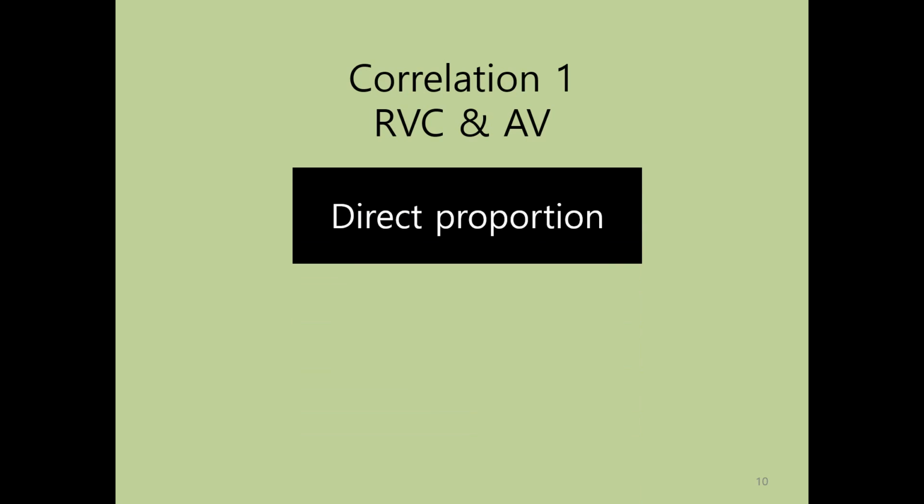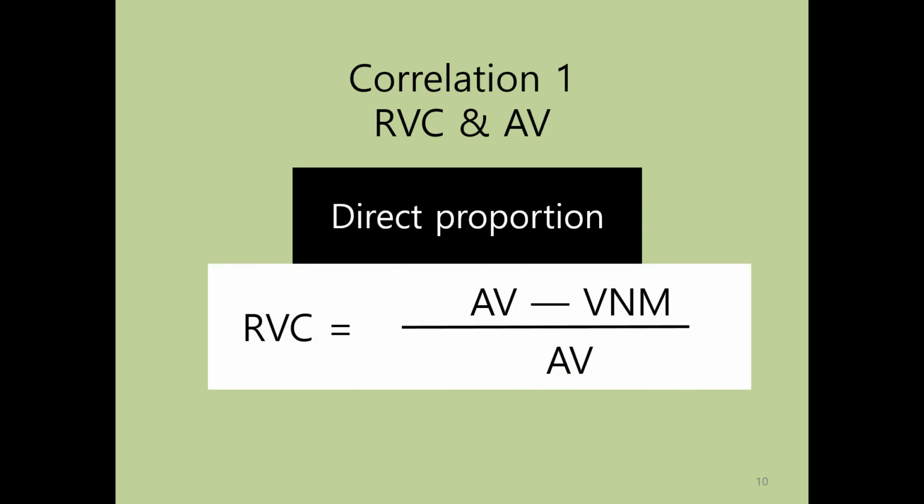I'd like to run through the main points I've gone over just before. This is the first one, correlation between RBC and AV. They have direct proportion relation. In other words, if AV increases, RBC also increases. If AV decreases, RBC also decreases. It also works in case of net cost method.